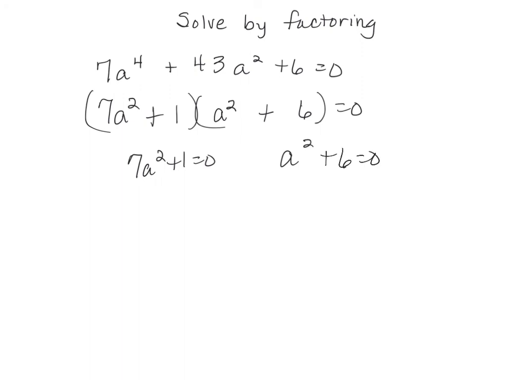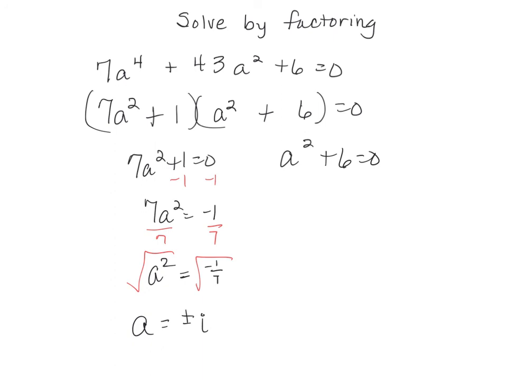And then we're going to solve. So subtract 1. 7a squared equals negative 1. Divide by 7. a squared is going to equal negative 1/7. We're going to take the square root of both sides. So a is going to equal plus or minus i because it's negative, square root of 1/7. You can leave it as that.